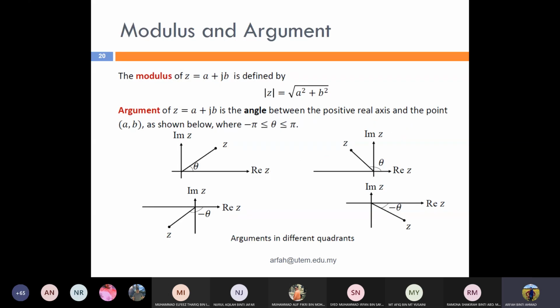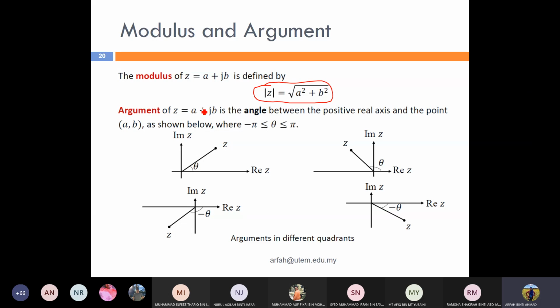Okay, the modulus of Z, complex number Z equal to A plus JB. So, is defined by modulus bagi Z akan sama dengan root bagi A squared plus B squared. So ini adalah modulus bagi complex number Z.